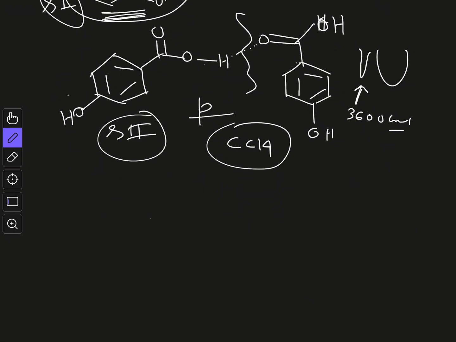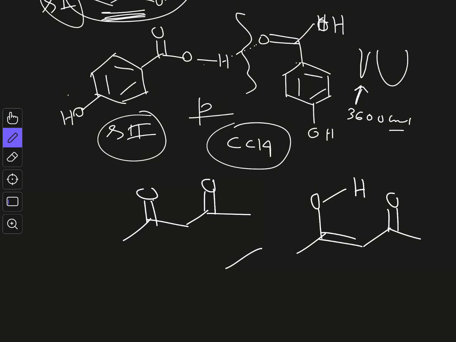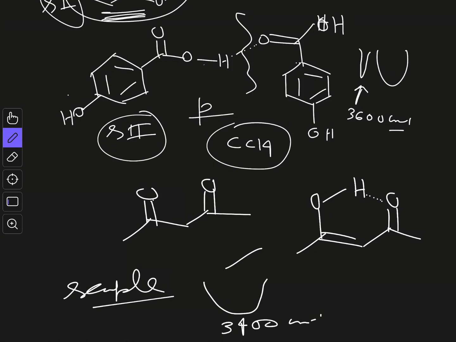Similar thing happens for enols. In case of enols, so this is keto for active methylene group, and this is your enol. Okay, this is your enol. So in enol form it has hydrogen bonding, and whether your compound contains enol form or not, you can verify by IR spectroscopy. You take a sample, run the IR spectroscopy, and if your IR shows a broad peak at 3400 centimeter inverse, then you will be sure that your compound contains enol form because it has hydrogen bonding.